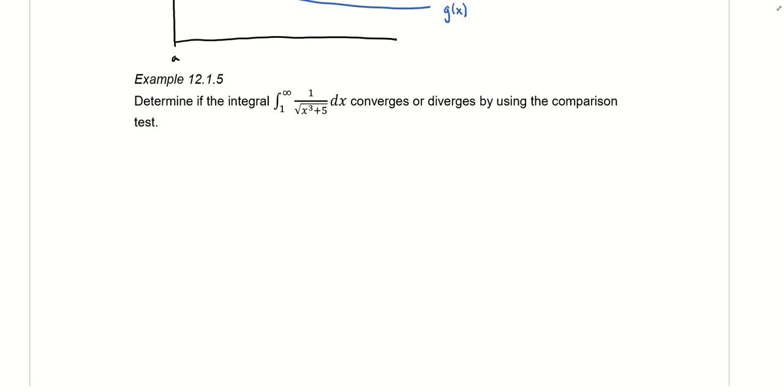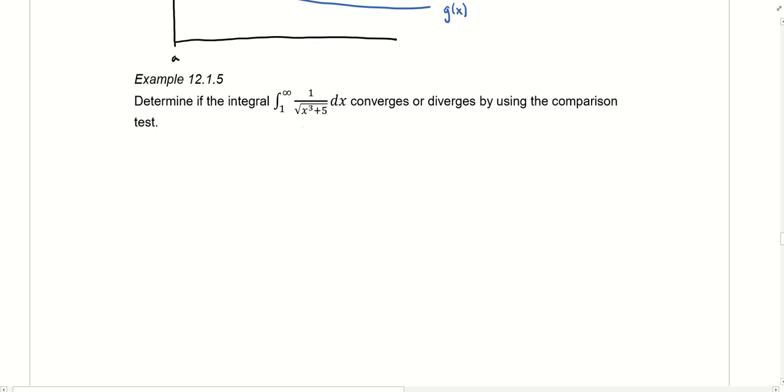So here we want to determine if the integral of 1 over the square root of x cubed plus 5 on the region from 1 to infinity converges or diverges, and we're going to use the comparison test for this. Now, the first thing I want to do with this comparison test is I want an integrand that I can compare this to. And more importantly, what I want with this comparison integrand is I want something that I know information about its behavior. I know how it behaves on the region from 1 to infinity.